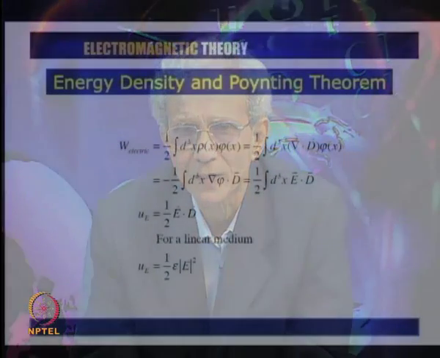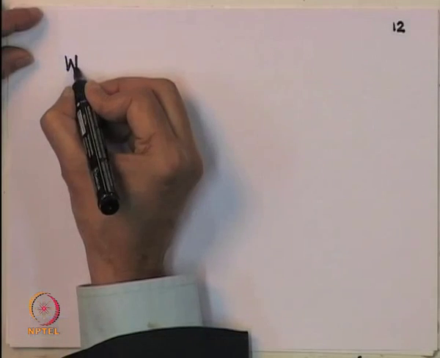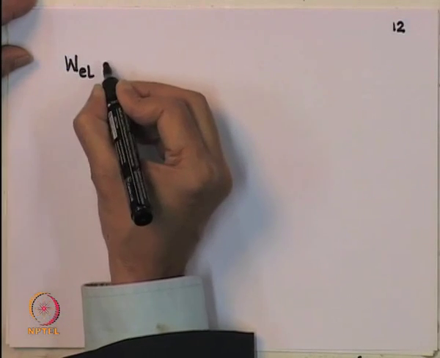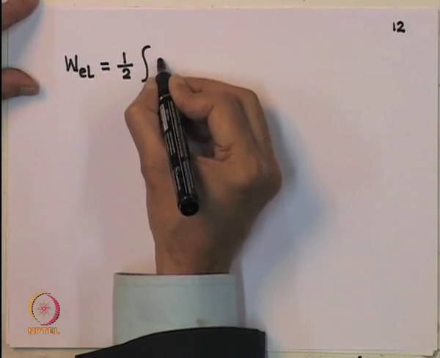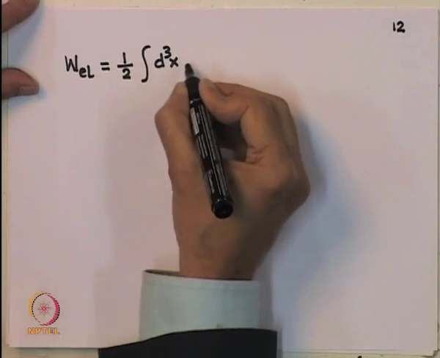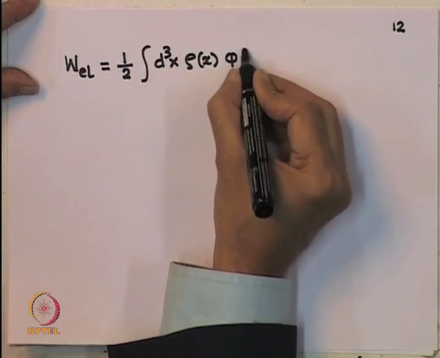is what is known as the energy density: to calculate the energy density of the magnetic and the electric field, and talk about a theorem which is known as the Poynting theorem. So, firstly, we all know, let us have a collection of charge, a continuous collection of charge. The electric energy is simply given by half of d cube x rho of x, this is the charge density, times phi of x.